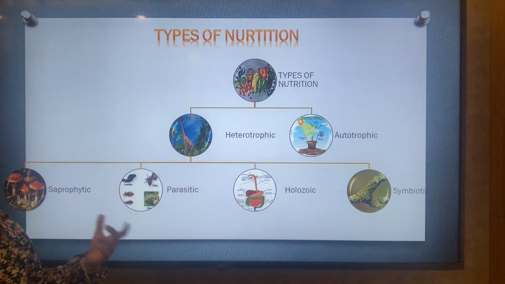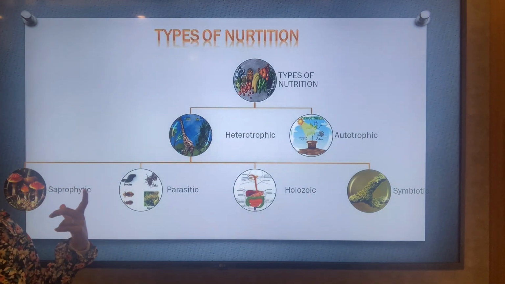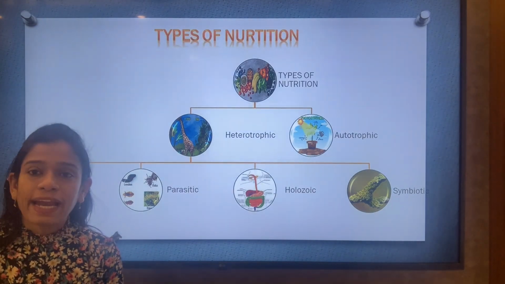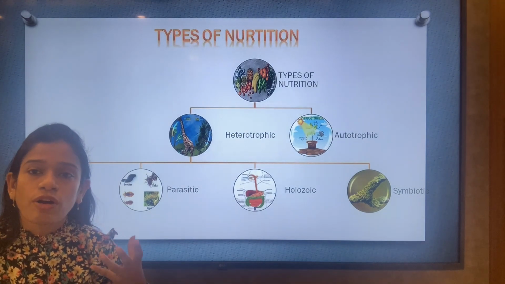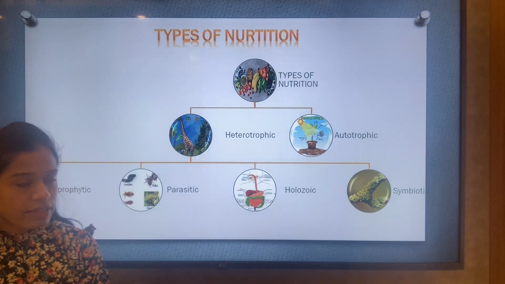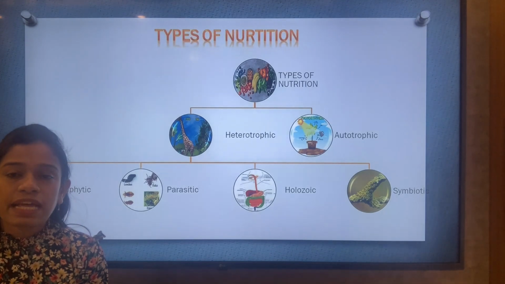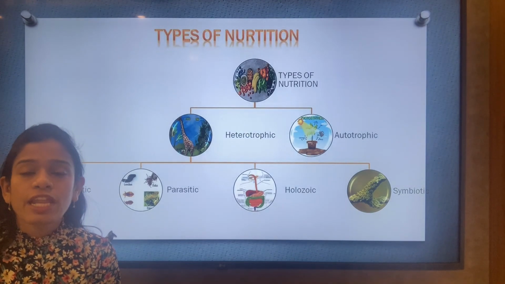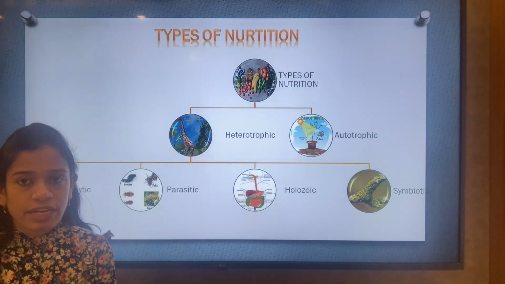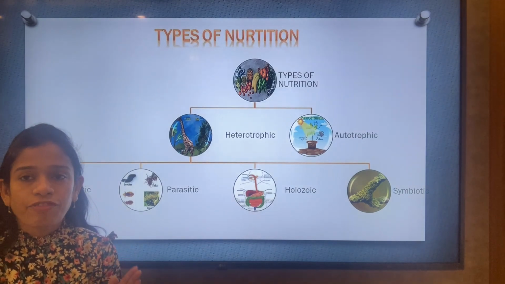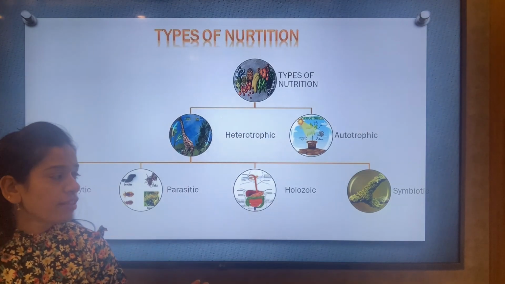So under heterotrophs, we have different forms of nutrition, that is saprophytes. They grow on dead and decaying matter, so they can obtain the nutrition or the food from the dead matter, for example the fungus. The parasites live outside or inside a living organism or a living body, and from that they obtain nutrition. So this is also another form.